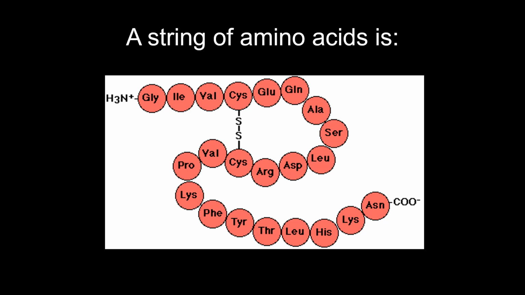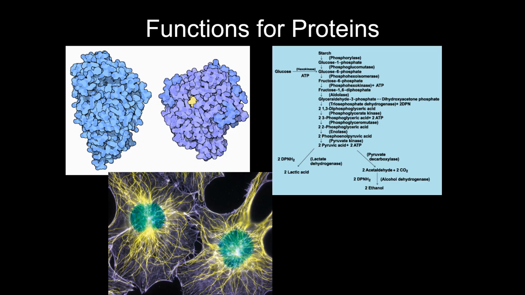When the polypeptide takes on the shape that it's supposed to have by doing the primary, secondary, tertiary, and quaternary structure, that's when you get a protein. So a protein is essentially a folded polypeptide. What are some of the functions of proteins? They do everything in your body that is supposed to happen in your body.